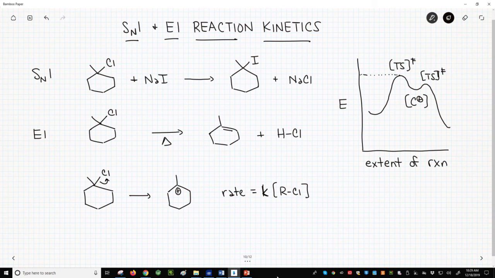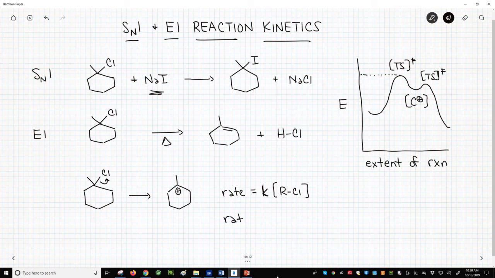Does that mean that the concentration of the nucleophile, sodium iodide, does not affect the rate of the SN1 reaction? Yes, that's exactly what this equation is saying. The difficult step in the reaction is making the carbocation. Attacking the carbocation is relatively easy. To make this point more clear, we can insert the nucleophile, sodium iodide, into the rate equation.